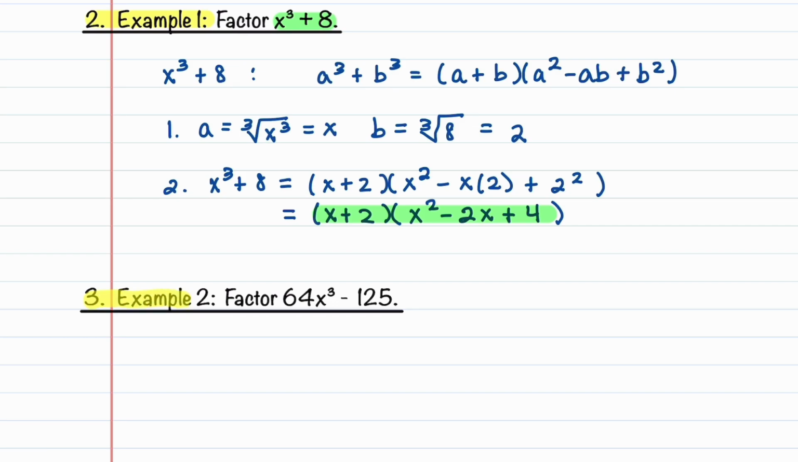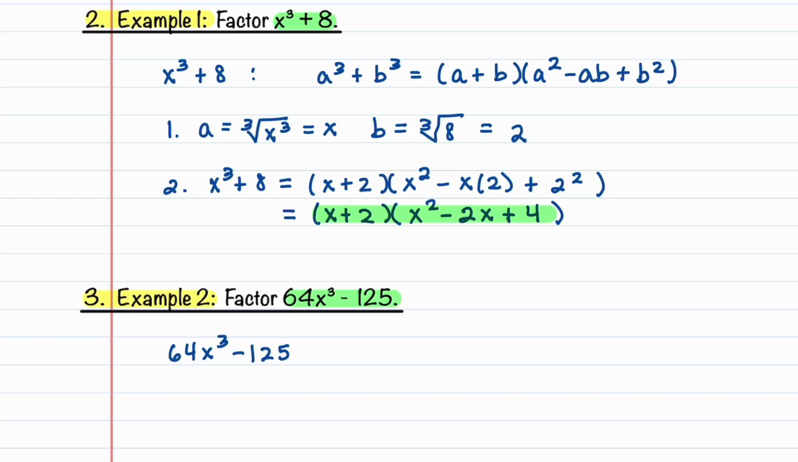Let's now look at our second example. In this example, we are going to factor 64x cubed minus 125. This one is a little bit harder than the first one, but we can totally do this. I'm going to start by writing down what we're going to factor, 64x cubed minus 125.